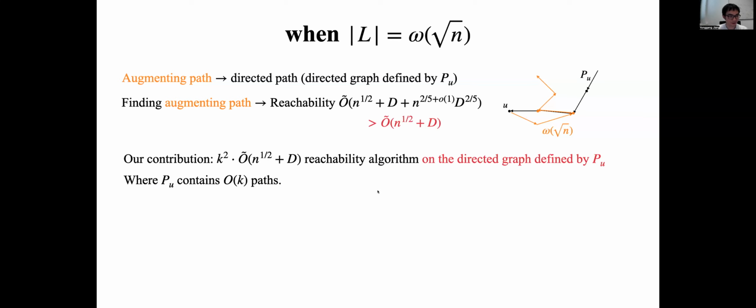And our contribution in this part is to give a reachability algorithm on the directed graph defined by PU, which is a very specific directed graph. That directed graph contains k directed paths pointing to U, where all the other edges are undirected edges. And our running time is root n plus D.